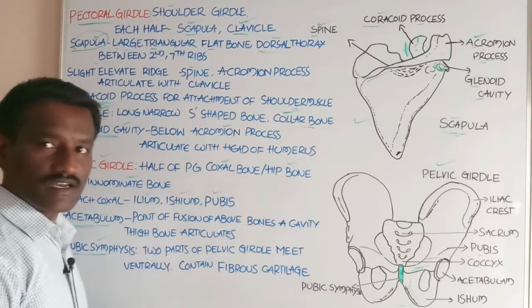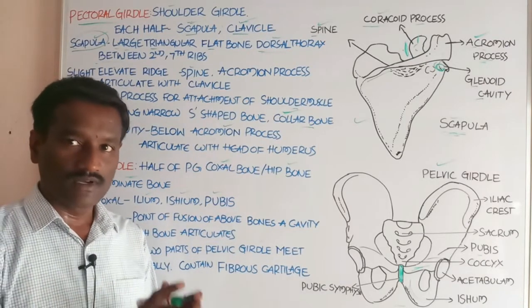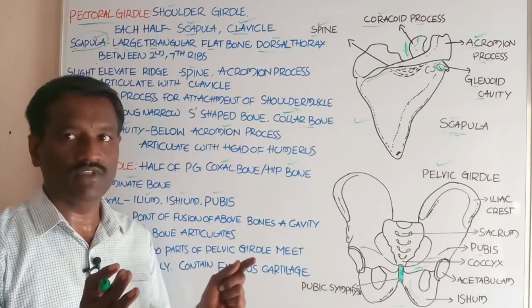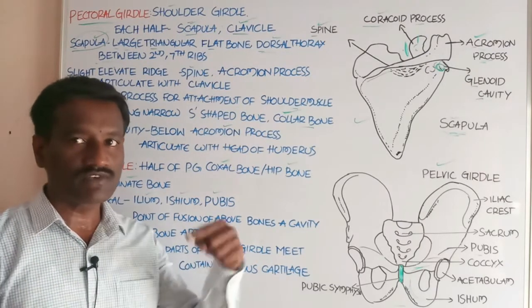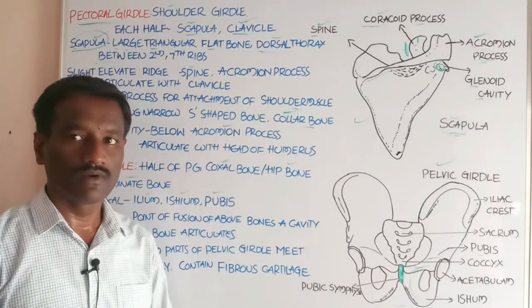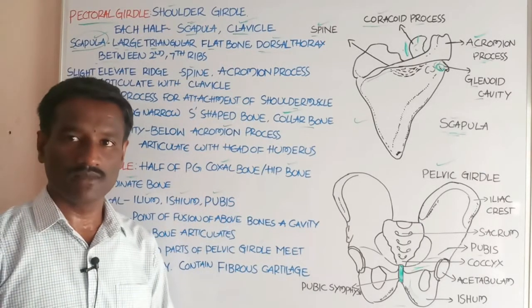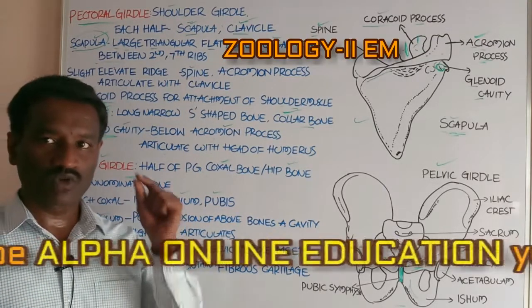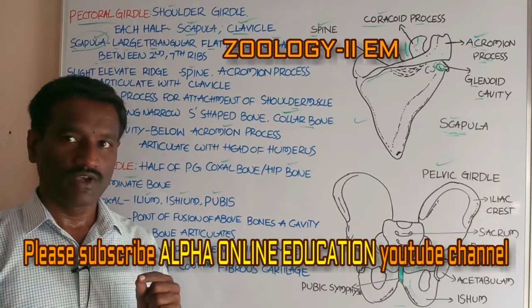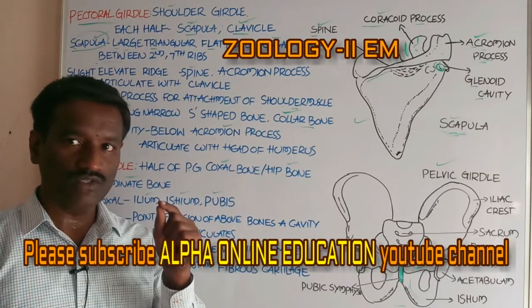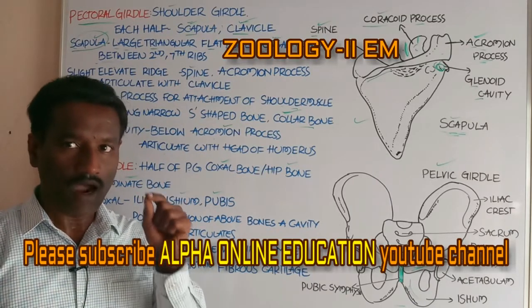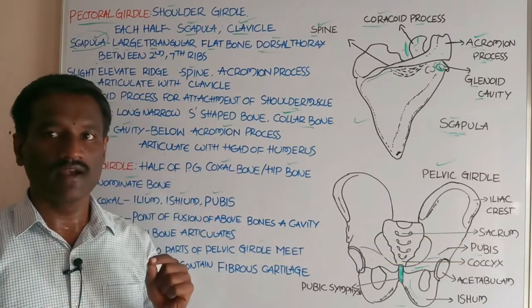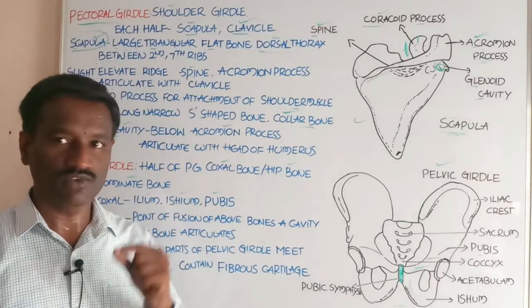It is the joint which combines the two parts of the pelvic girdle, formed with fibrous cartilage. That is called the pubic symphysis. Students, this is about the two types of girdles, which are part of the appendicular skeleton and support the vertebral column and the two types of limbs, forelimbs and hind limbs.